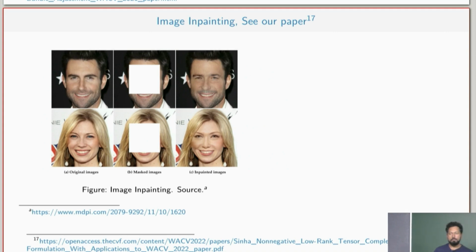Then we have the image inpainting problem, where an image is given and some portion of the image is not there. Can you fill that? Can you inpaint? Can you complete that part? So this part is not there. Then this was the original image. So this is the original image, and this is the masked out image.